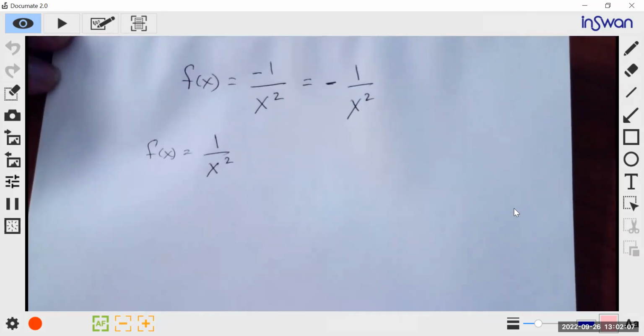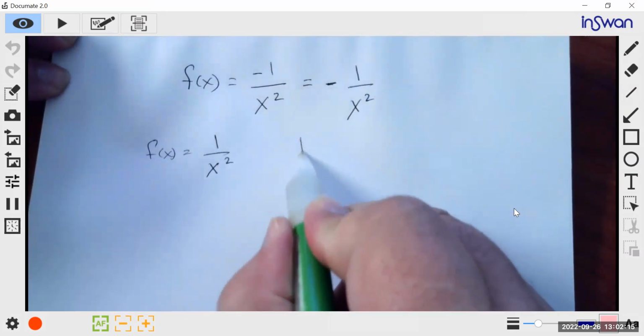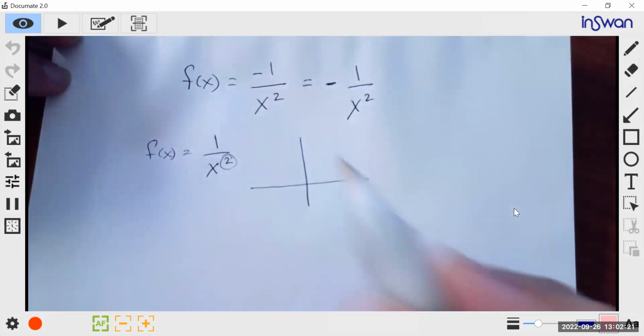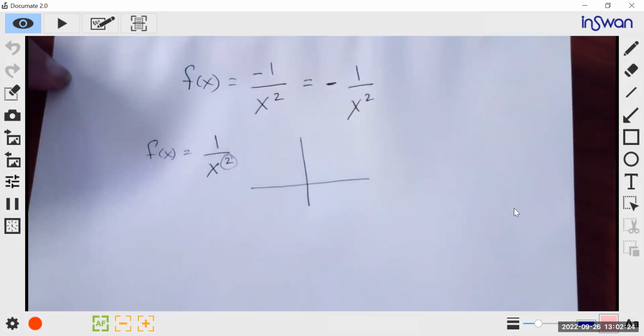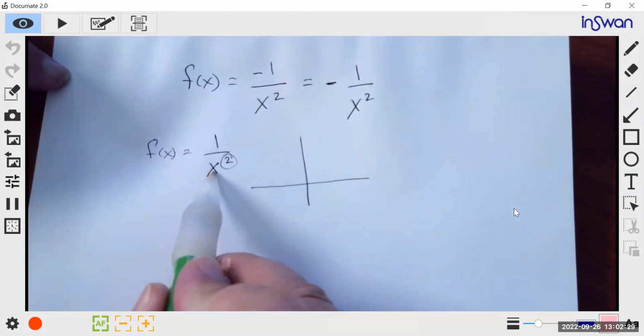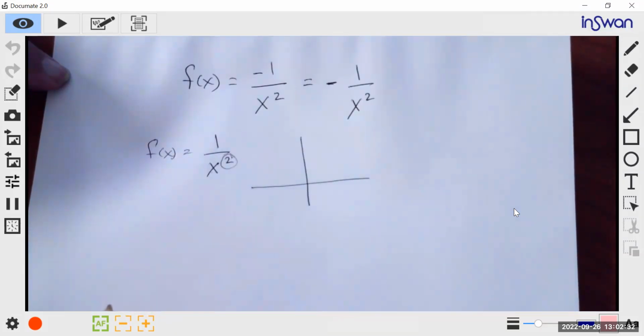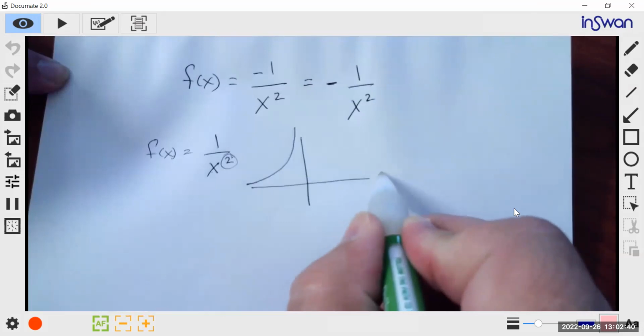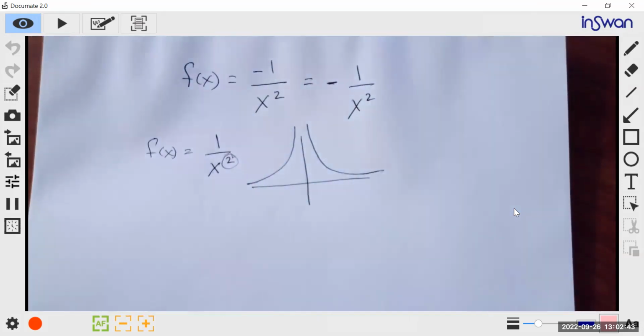So what does 1 over x squared look like? Because it's squared, can the answer ever be negative? In other words, if I put a negative number in there, what happens? -2 squared becomes what? Positive, yeah, so it always becomes positive. So this graph looks like this. That's the 1 over x squared function.